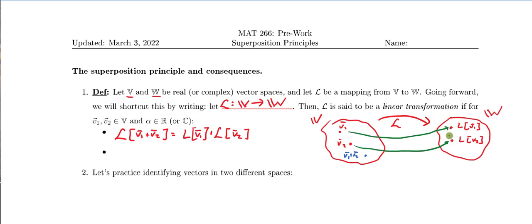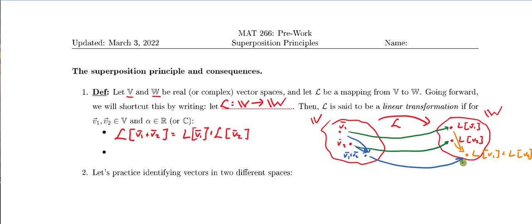So what I could do is, inside of here, add these two vectors together. Let's draw it like that. This would give me L of V1 plus L of V2. And what we're saying when we say that L is a linear transformation is that this new vector that I got by adding together V1 and V2 in the original vector space gets mapped to the same place.